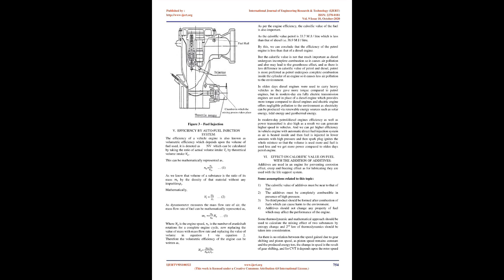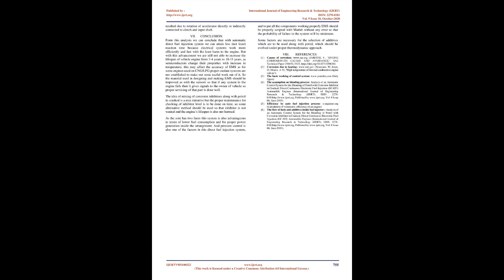In olden days, diesel engines were used to carry heavy vehicles as they gave more torque compared to petrol engines, but in the modern era fully electric transmission engines are used in place of diesel engines, which provide more torque compared to diesel engines. An electric engine offers negligible pollution to the environment, as electricity can be produced by renewable energy sources such as solar energy, tidal energy, and geothermal energy. In modern day petrol/diesel engines, efficiency as well as power transmitted is also high. As a result, we can generate higher speed in vehicles.